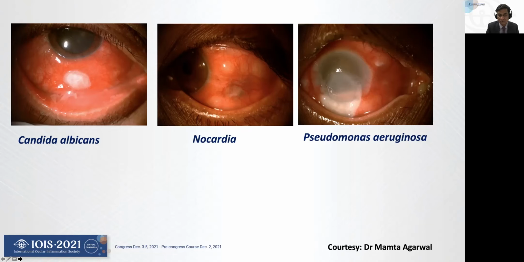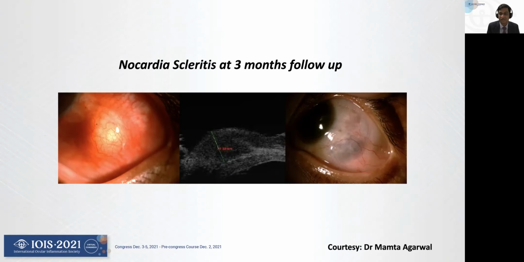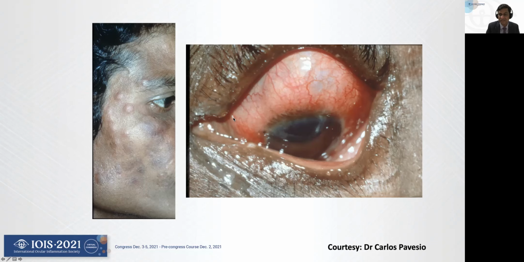Thanks to Mamta for sharing some of these pictures. It can be due to fungi such as Candida albicans, or to Nocardia. You can see the dots or elevations here. These look like scleral nodules pointing towards you, deep yellow lesions, or multiple nodules. Sometimes it is associated with purulent discharge of pus. Also at follow-up, you can see how these lesions behave.